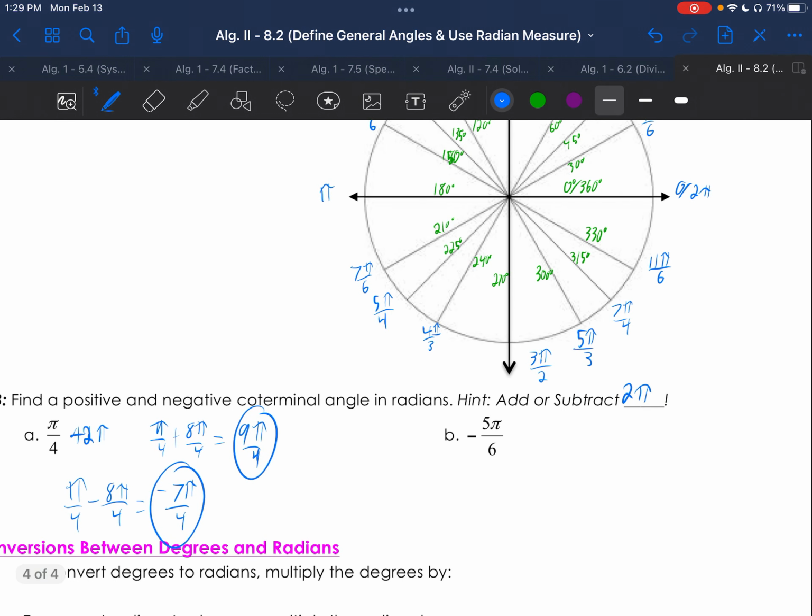Go ahead and do letter B on your own. So adding 2 pi, or 12 pi over 6, would be 7 pi over 6. Subtracting 2 pi, or negative 12 pi over 6, would be negative 17 pi over 6.